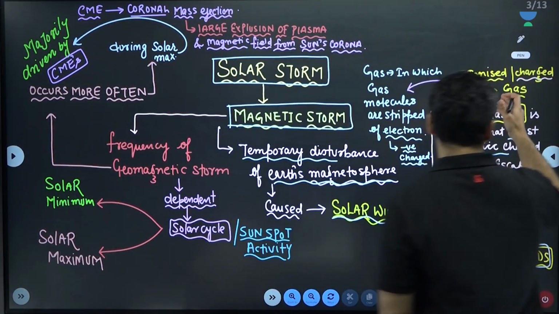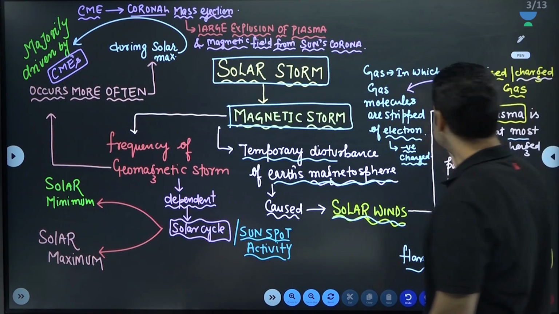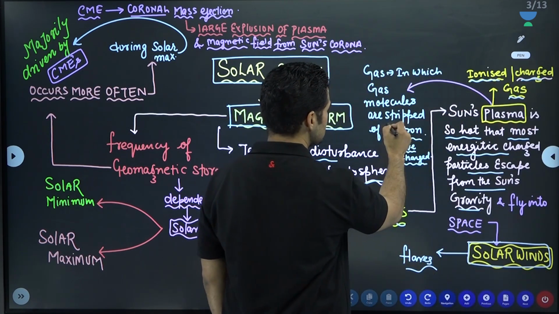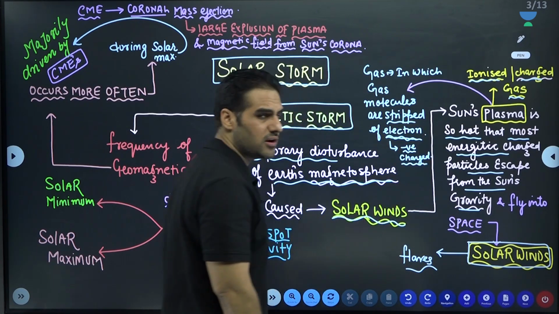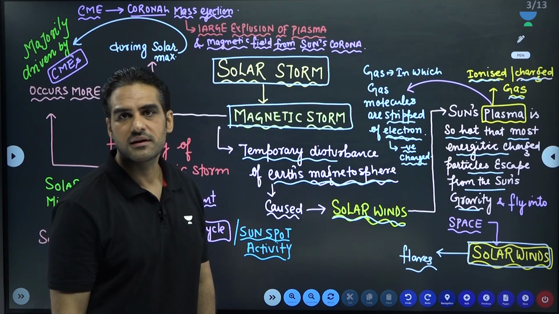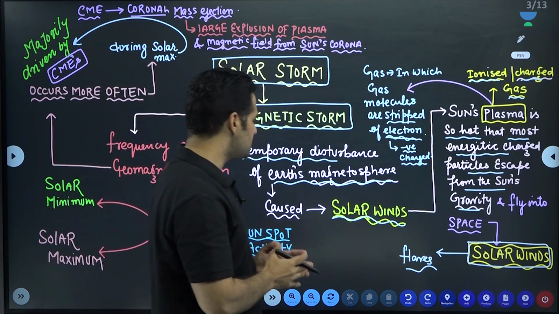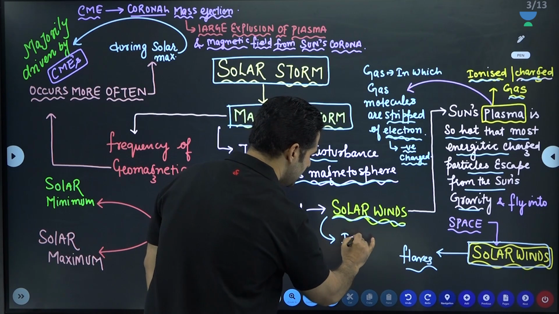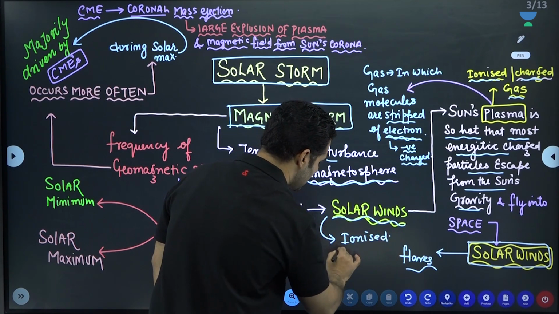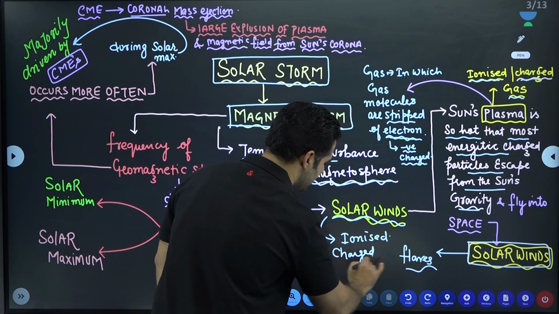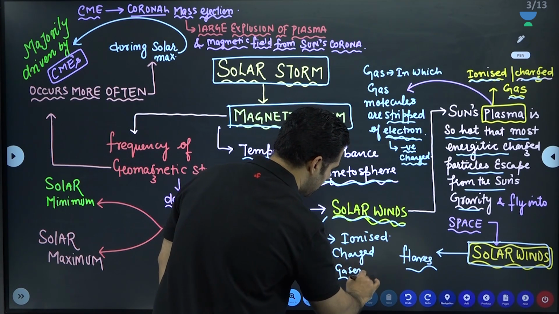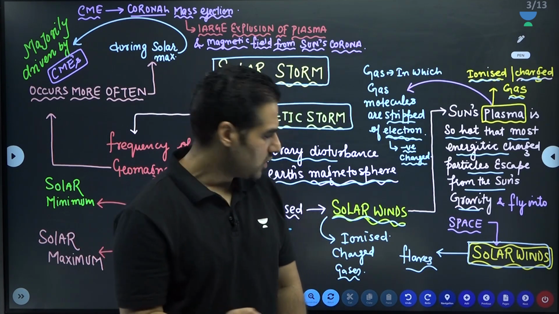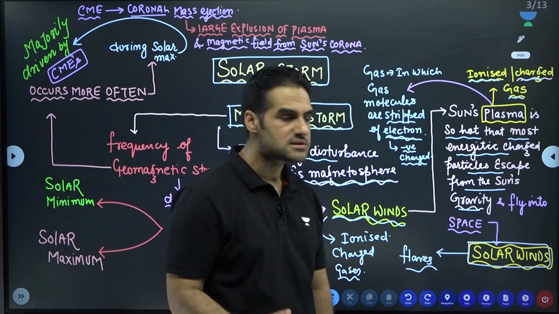Now, plasma, I just told you, we can consider as ionized charged gas in which gas molecules are stripped of electrons. And what are electrons? Negatively charged subatomic particles. So in one line, what are these solar winds? They are simply ionized, or we can say charged gases. Is it clear? So what we learn here: what is plasma, what is solar wind, or what is solar flares.